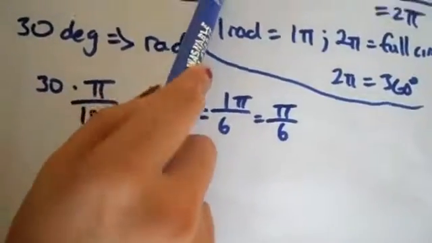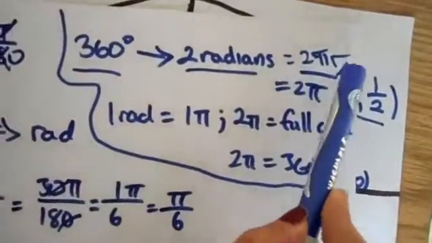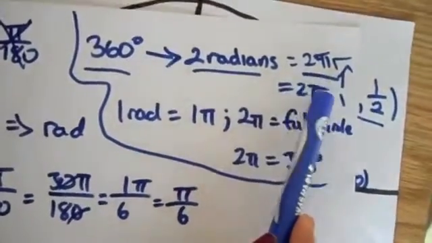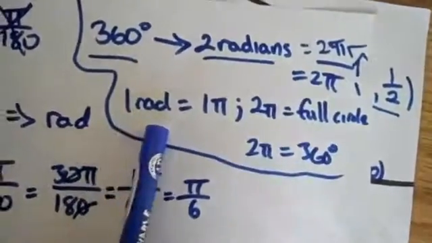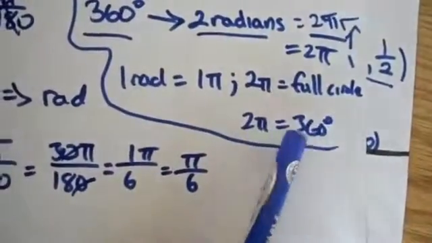So 360 degrees equals 2 pi radians. R is just 1, so it's basically 2 pi. 1 radian equals 1 pi, and 2 pi equals a full circle, and 2 pi equals 360.